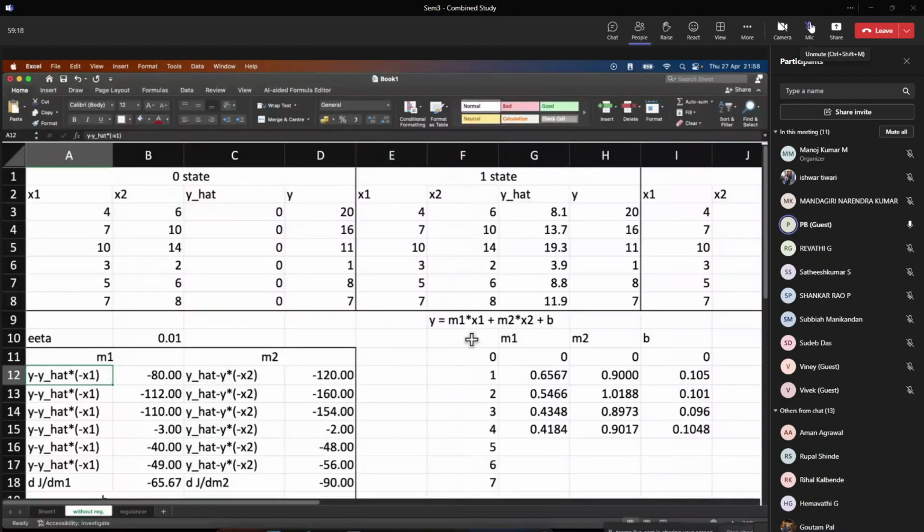So you see here why I'm multiplying this with minus x1, because when I differentiate it with m1, I get x1 as the residual factor.